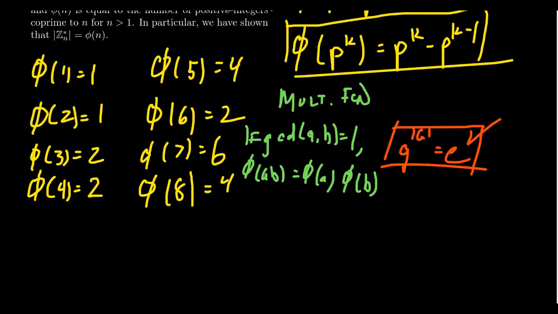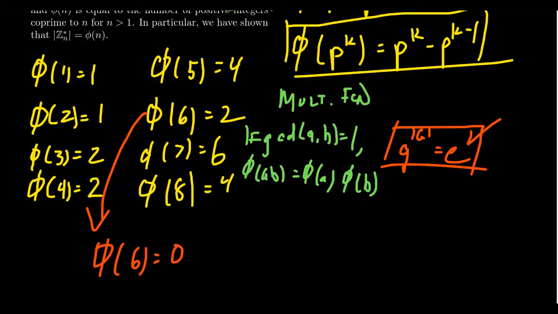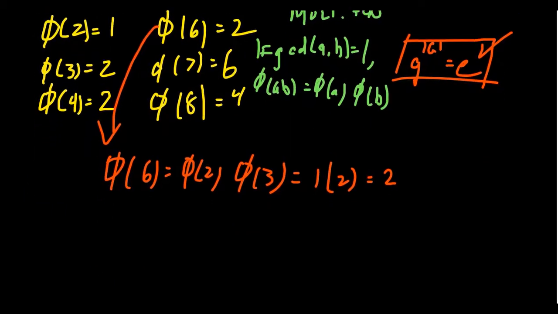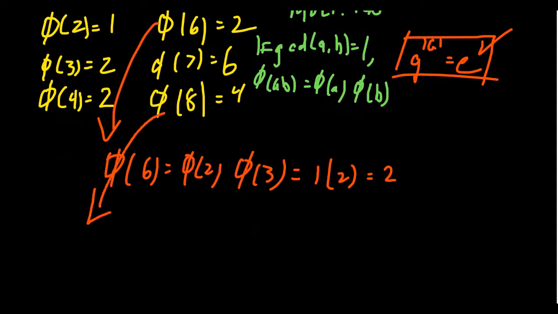factoring amongst co-prime factorizations. So for example, how do I do 6? Phi of 6 is going to be phi of 2 times phi of 3. 2 is a prime number, so it's going to be 2 minus 1, which is a 1. And then 3 is also a prime number, so it's 3 minus 1, which is a 2. 1 times 2 is equal to 2. How did we do 8? Well, 8 is a power of a prime, you're going to get 8 minus 4, which is the previous power of 2, so you end up with just a 4 right there.